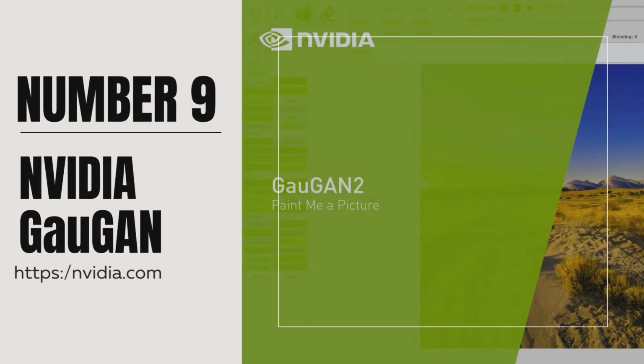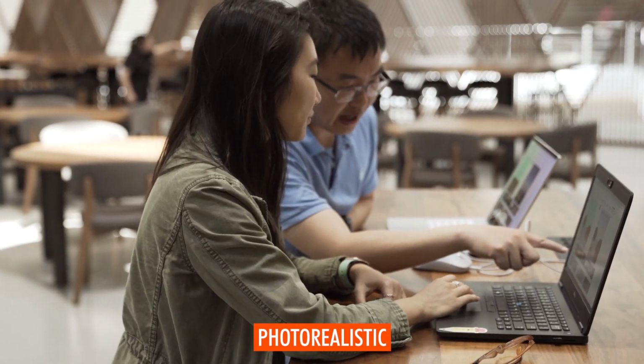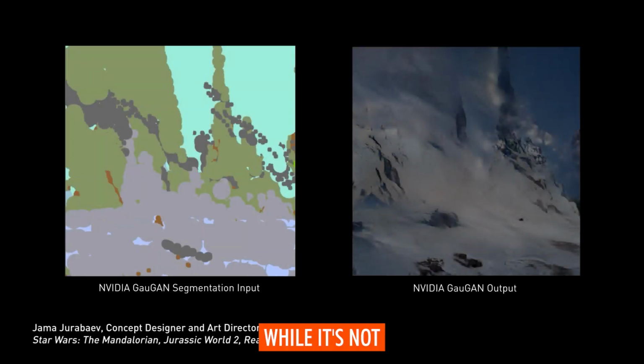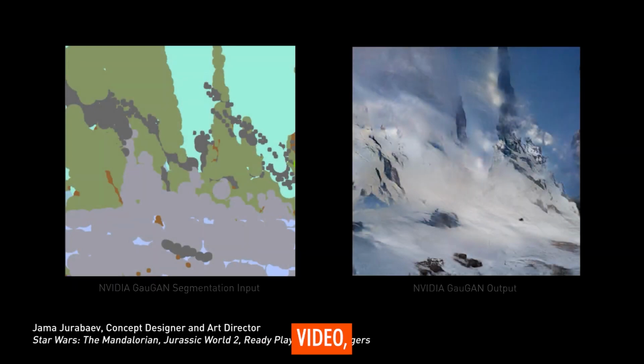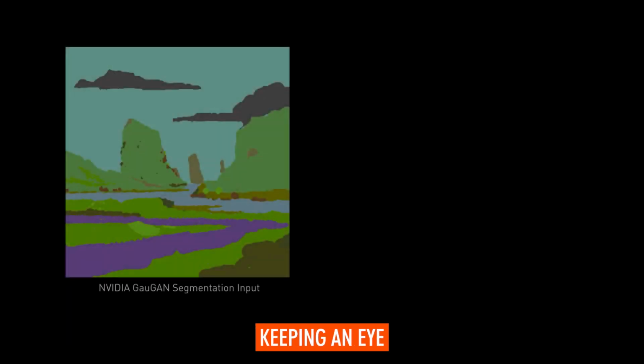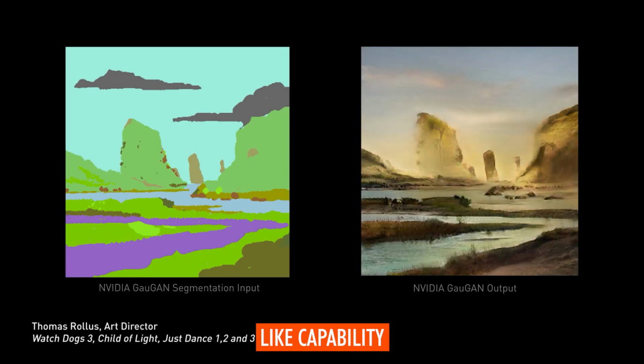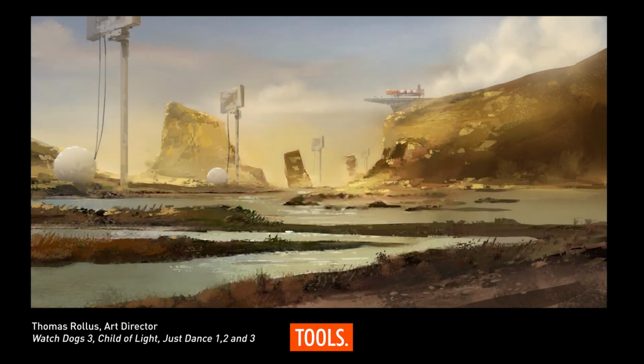Number 9. NVIDIA GAN. NVIDIA GAN is an AI-powered tool that transforms rough sketches into photorealistic images. While it's not specifically tailored for video, it showcases the potential of AI in generating visually stunning content. It's worth keeping an eye on NVIDIA's developments in integrating GAN-like capabilities into video creation tools.